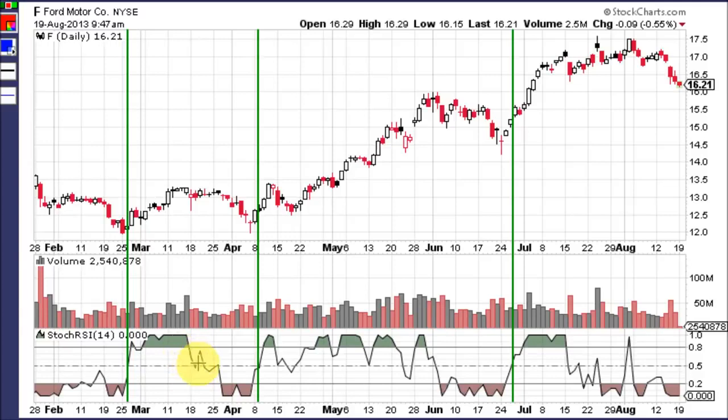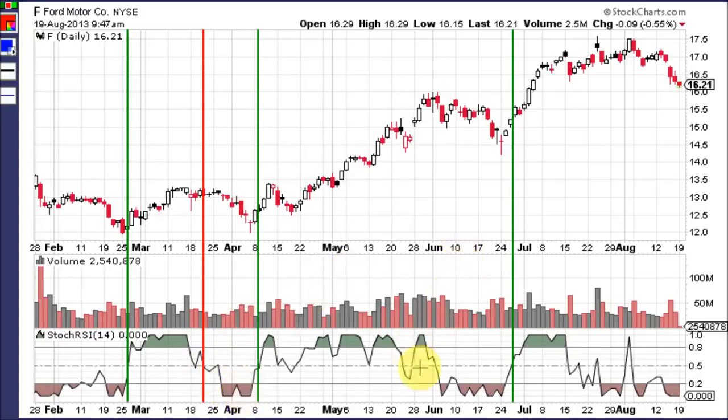Okay, right here it falls to 0.5, it bounces. Right here it crashes down through it, and the stock goes down. It tries to get back above 0.5 and fails, becomes very oversold and rallies.